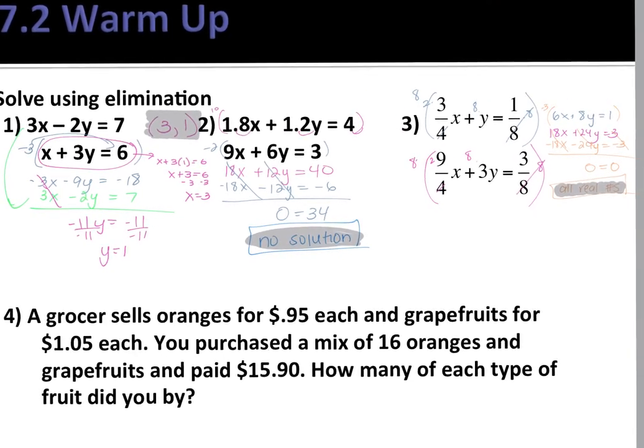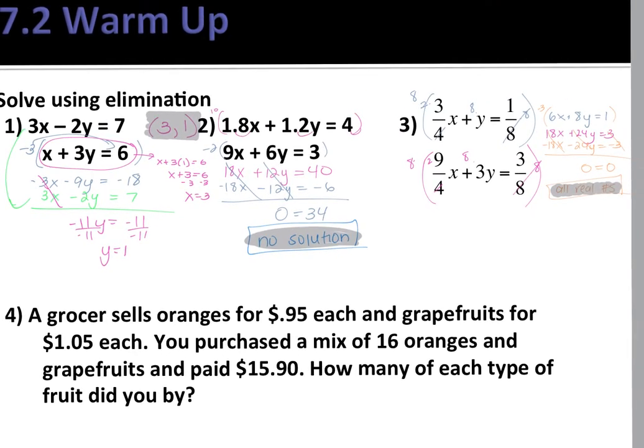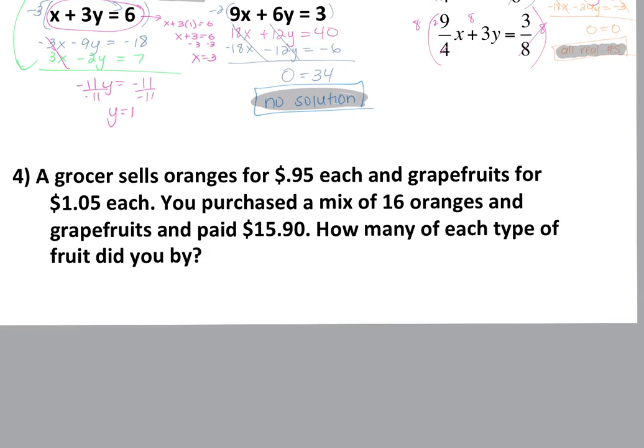Questions on 1, 2, 3 before we move into the word problem? Okay, so 4 says a grocer sells oranges for 95 cents each and grapefruits for $1.05 each. You purchase a mix of 16 oranges and grapefruits. You pay $15.90. How many of each type of fruit did you buy?